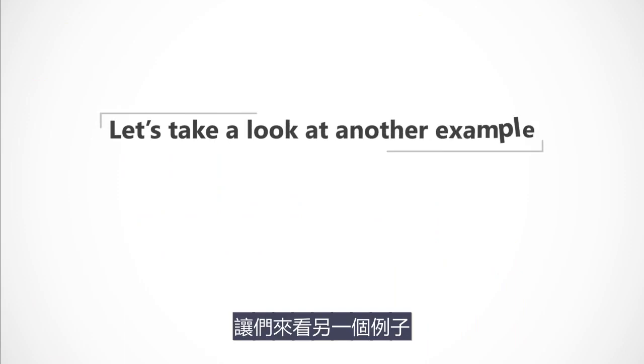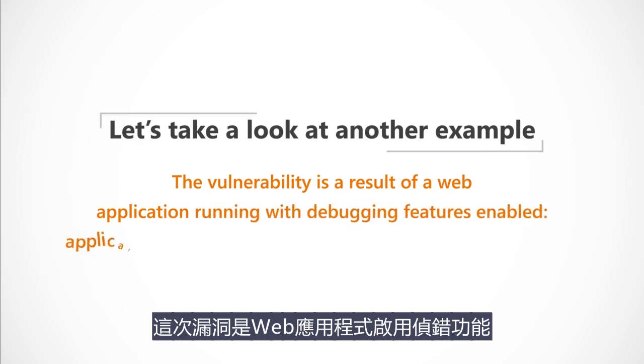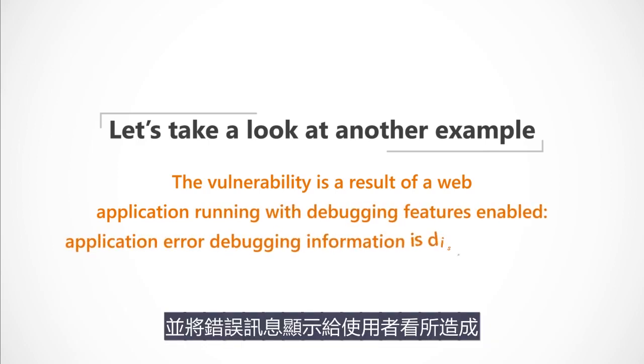Let's take a look at another example. This time, the vulnerability is a result of a web application running with debugging features enabled. Application error debugging information is displayed to users.